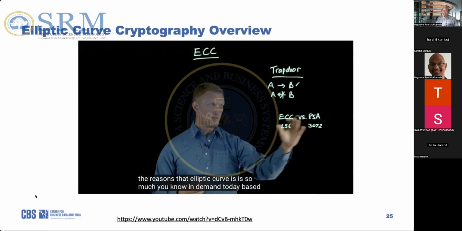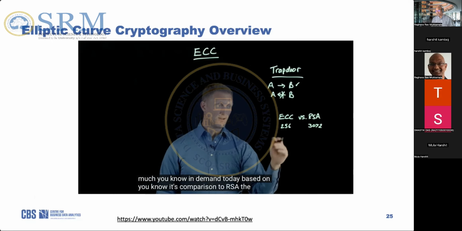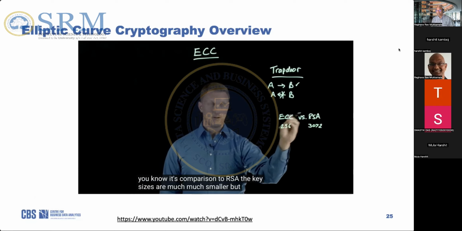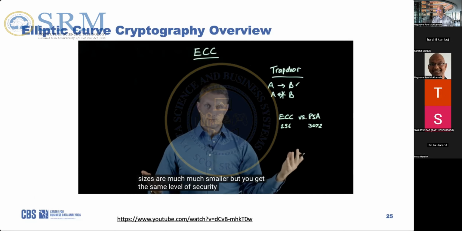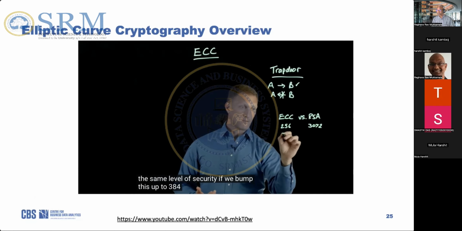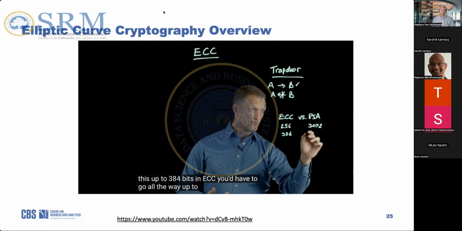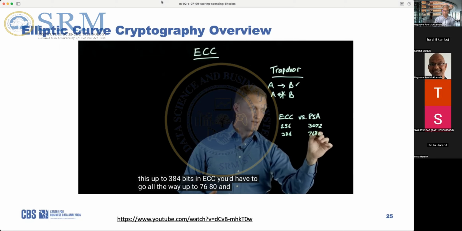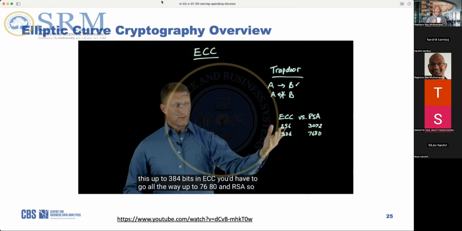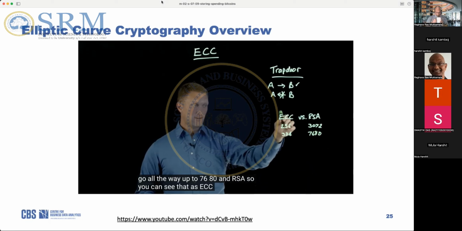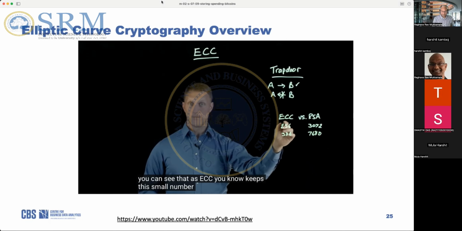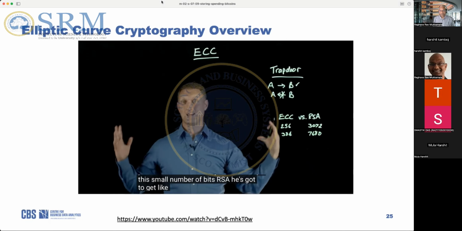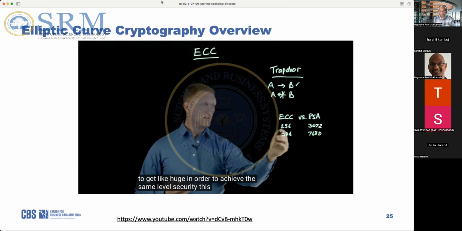Today, based on its comparison to RSA, the ECC key sizes are much, much smaller, but you get the same level of security. If we bump this up to 384 bits in ECC, you'd have to go all the way up to 7680 in RSA. So you can see that as ECC keeps this small number of bits, RSA's got to get huge in order to achieve the same level of security.